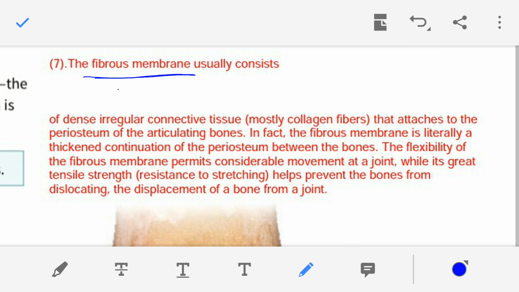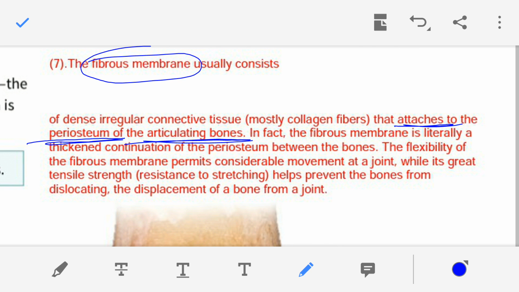Now, what is the fibrous membrane made up of? The fibrous membrane usually consists of dense, irregular connective tissue, and in this connective tissue, collagen fibers are present. These collagen fibers of the fibrous membrane attach to the periosteum of the articulating bones. Once again, the fibrous membrane is made up of connective tissue having collagen fibers, and these fibers attach to the periosteum of the articulating bones.